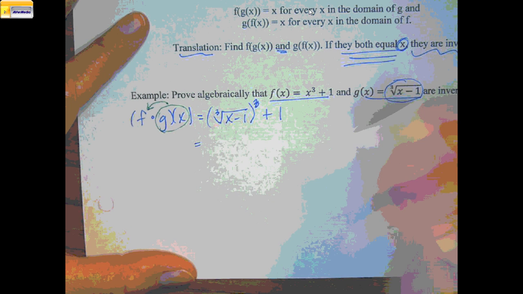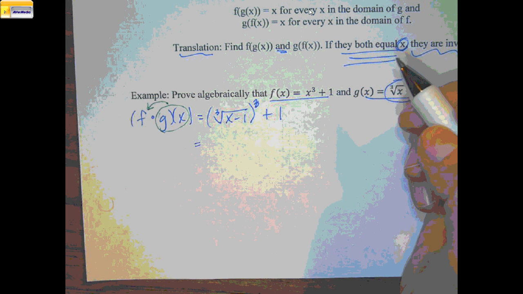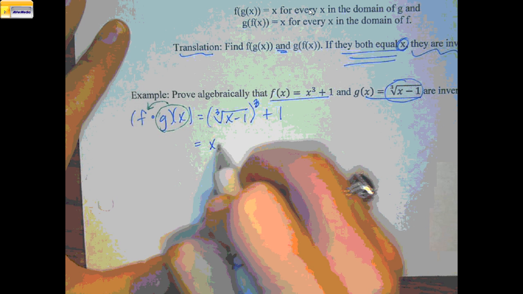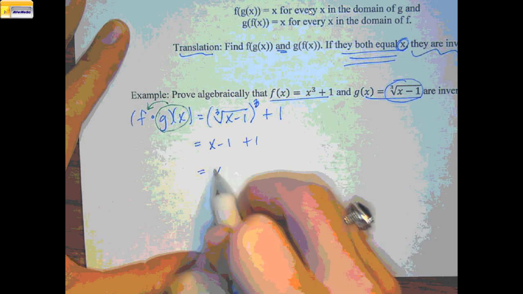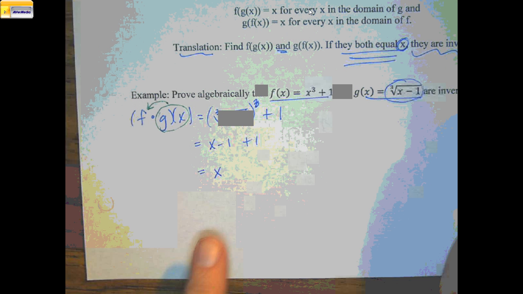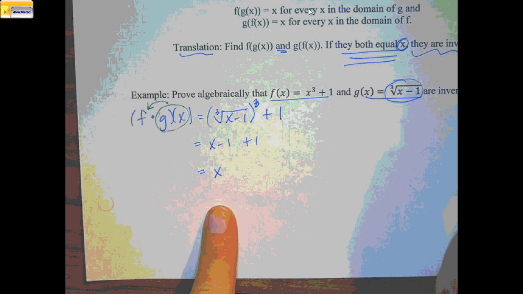What happens when you cube the cube root of something? Root pops off, right? So we have x minus 1 plus 1, which is x. Now if I didn't get an x, let's say I got negative 2, or let's say I got x squared.